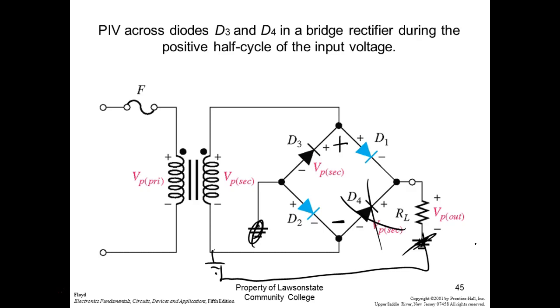Figuring out how much work we're going to get out of this thing. We're trying to figure out the DC average that we're going to get out of this thing. It's a full wave bridge rectifier. Y'all should know the formulas, right?